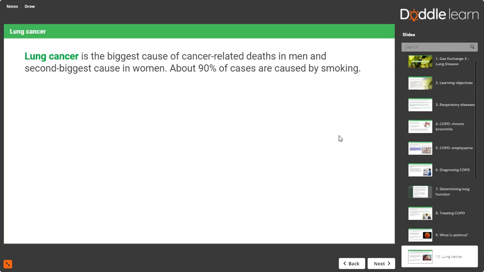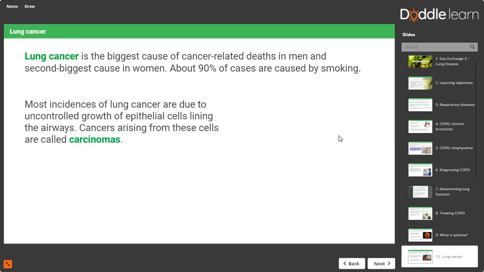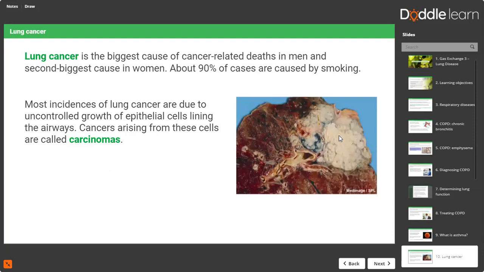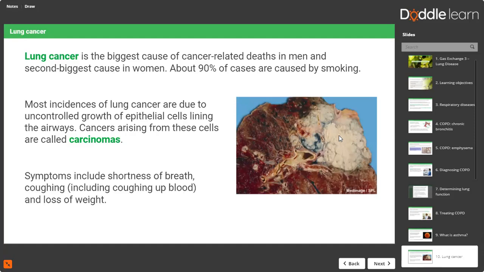So lung cancer. Lung cancer is the biggest cause of cancer-related deaths in men, and the second biggest cause in women after breast cancer. And about 90% of cases are caused by smoking. Most incidences of lung cancer are due to uncontrolled growth of epithelial cells lining the airways, and cancers arising from these cells are called carcinomas. Symptoms include shortness of breath, coughing, including coughing up blood, and loss of weight. So you can see how it could be quite easily confused with COPD in the beginning. That's why doing those tests for COPD are really important, to make sure that we're not just saying to someone, oh, you've got COPD, when actually, in reality, they've got lung cancer, which we should be treating.